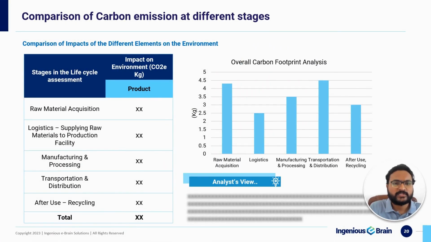So when it comes to the analysis, we would be looking into various structures. The very first one is to understand the carbon footprint across the different stages in the form of percentage as well as the actual numbers. So you can see a certain amount of carbon is being emitted across the raw material acquisition stage, a certain amount of carbon is being estimated across the logistics stage, and so on and so forth.